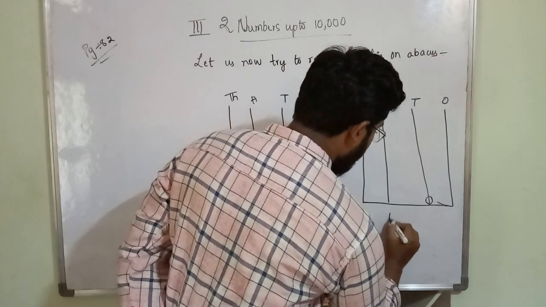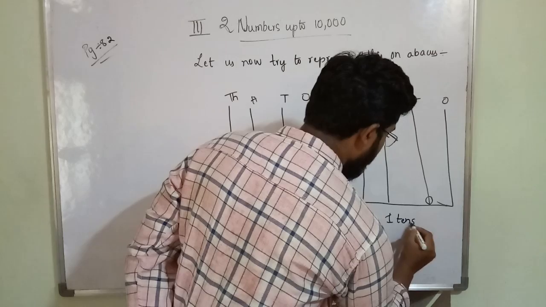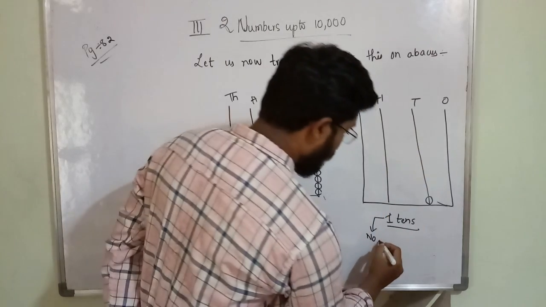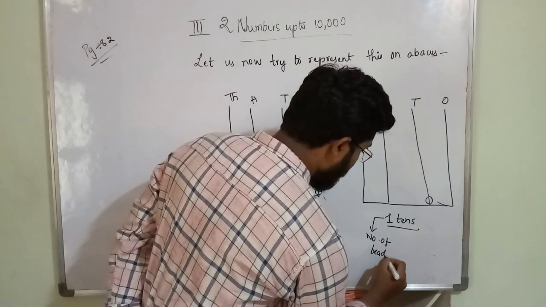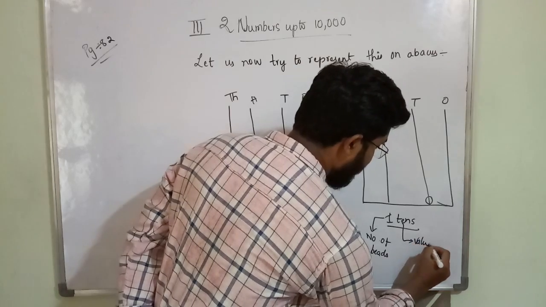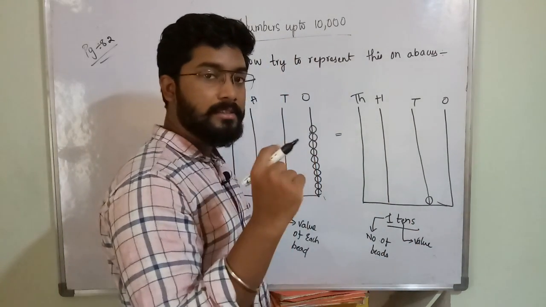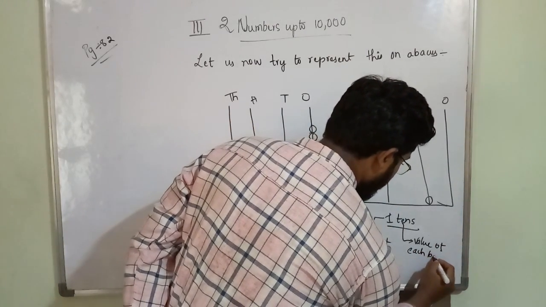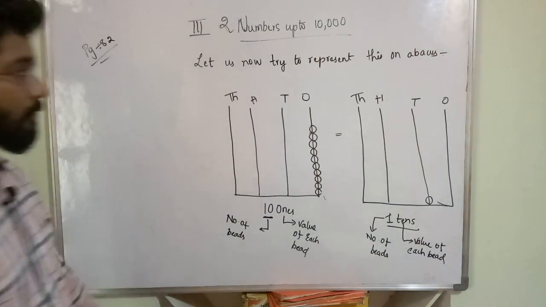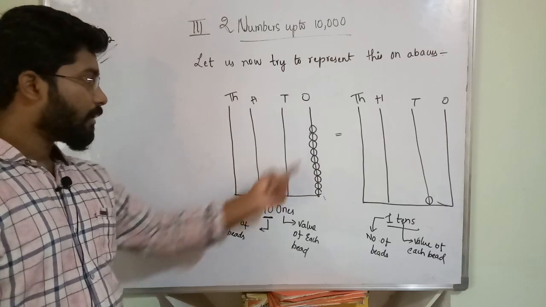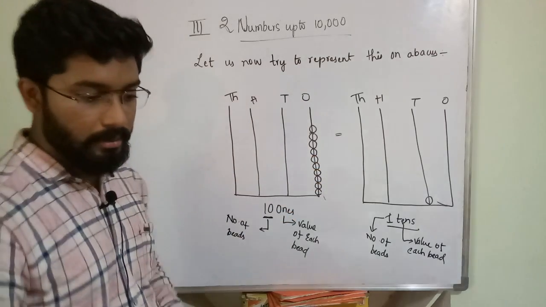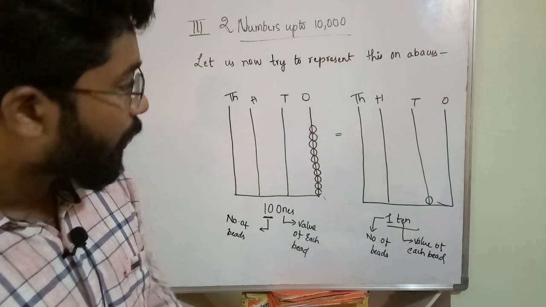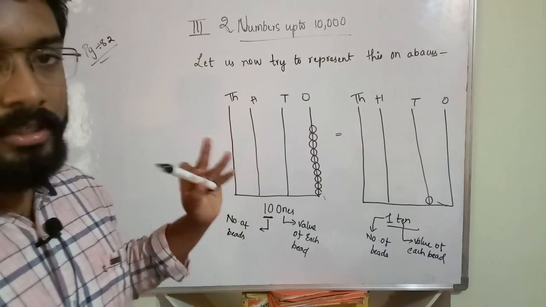This represents 1 ten, okay. 1 means the number of beads. Here only one bead is there in the tens rod. This tens represents the value: in the tens rod, one bead value is how much? 10 only. So the value of each bead, okay, like that you have to understand. So this is the representation of 10 ones equal to 1 ten, okay. You can write tens also, it's not a problem. You have to ultimately understand the concept beyond this, okay.